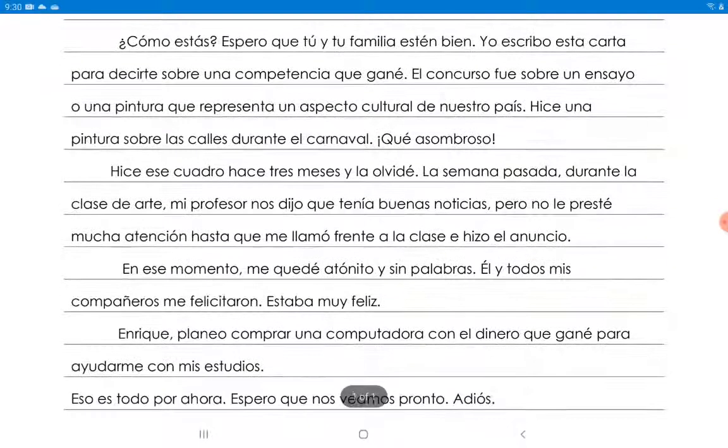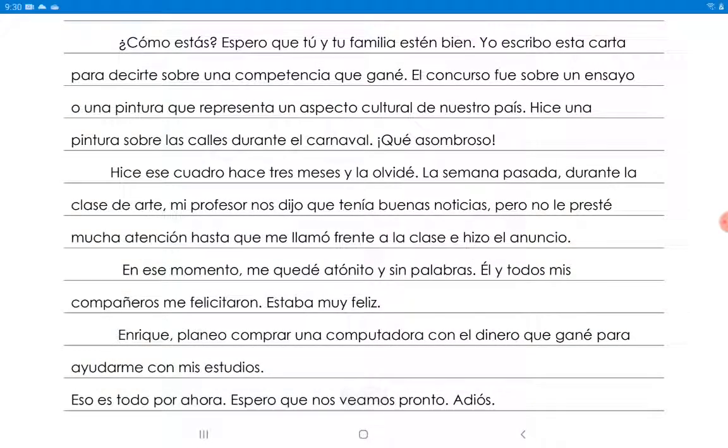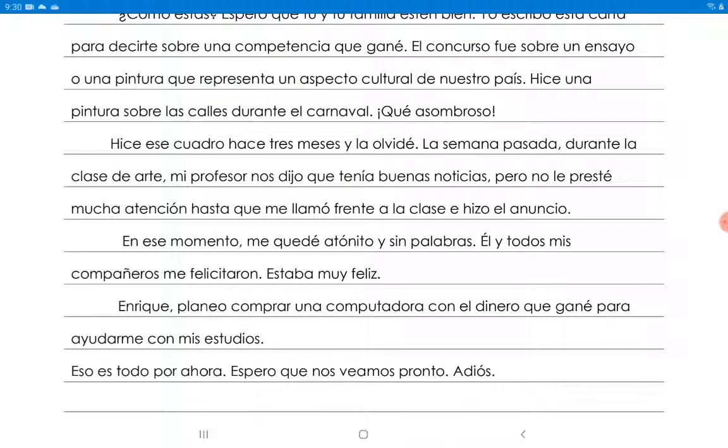Now you would see here that I have part 1 of the question, which asks you to talk about what the competition was about. And I did say that here. It's a painting competition to paint something cultural about our country. So I have that there. How you were informed, right? So you were in class and your teacher was talking, you didn't really pay much attention, but then he called you to the front of the class and he made this announcement. How you reacted, right? You were stunned, you were speechless, you were happy. So it's not just one sentence, and you are seeing the use of the idiomatic expression there.